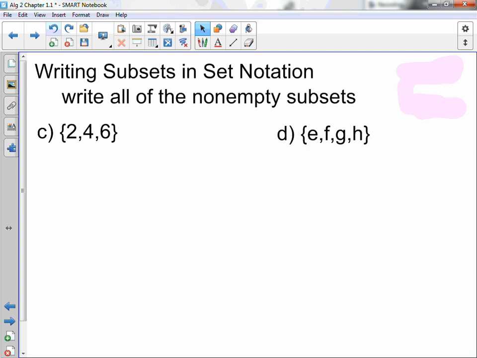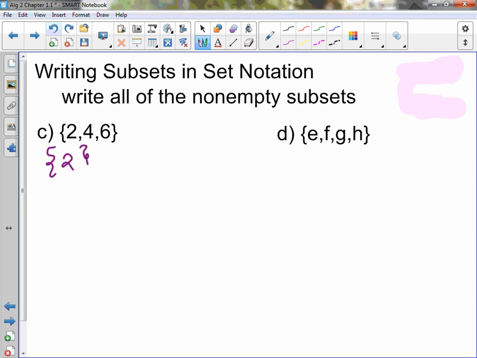Well, let's look at a set with 3 elements. So what's one of ours? We have the set containing 1, the set containing 4, and the set containing 6. So we can have each one of the different elements as a subset.